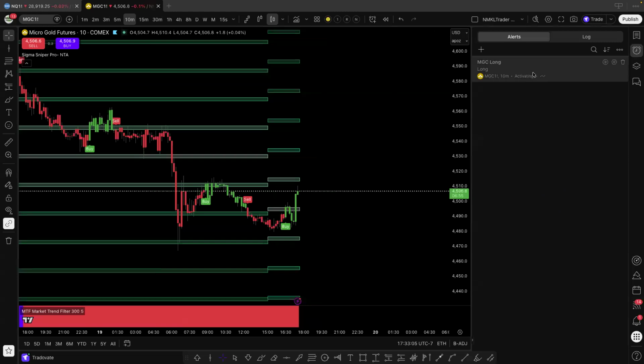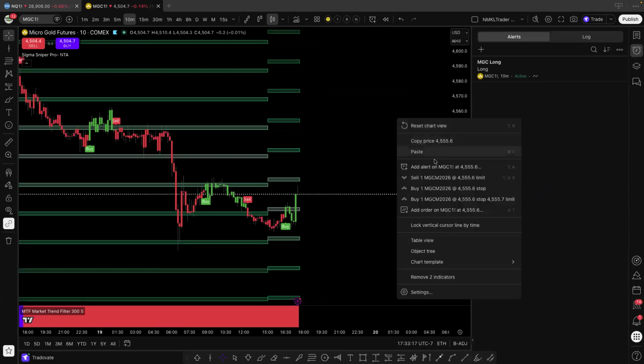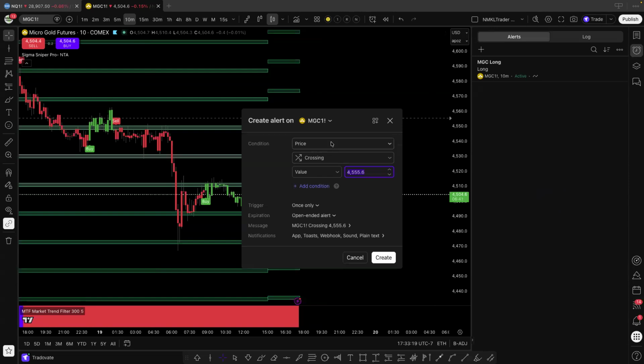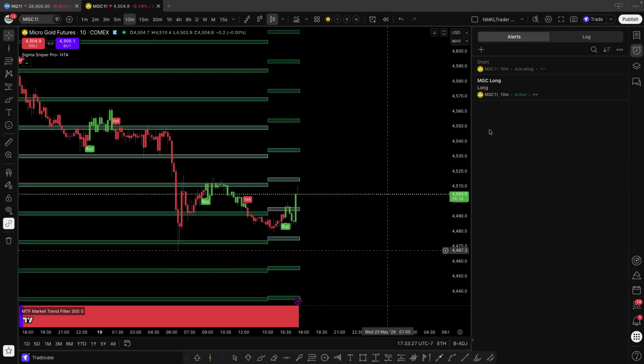Now what it's going to do after it creates it, you're going to see it over here in your alerts format. Now your alerts are where this little clock is over here to the right. And then if you want to make another one, just do the same thing. The first one we made for long. If you want to also monitor shorts or sells, you do the same thing.